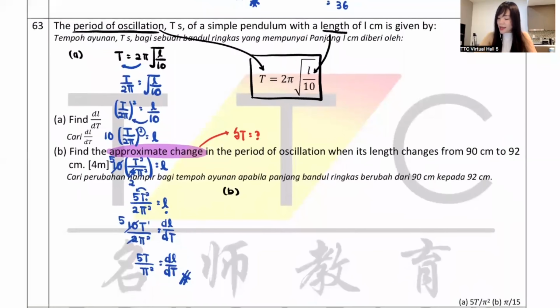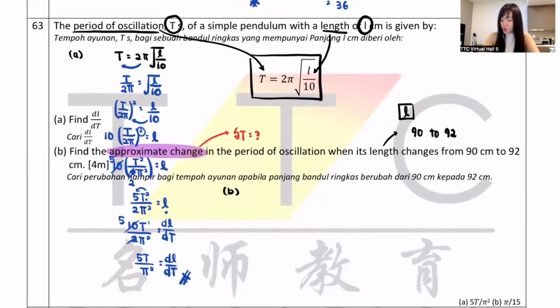Very good, Opilia, L. Because in all the questions here, they directly tell you what alphabet represents what already. So period of oscillation is T. Length is L. You must follow that, okay? So now they say that L changes from 90 to 92. So this is everything they say so far, okay?